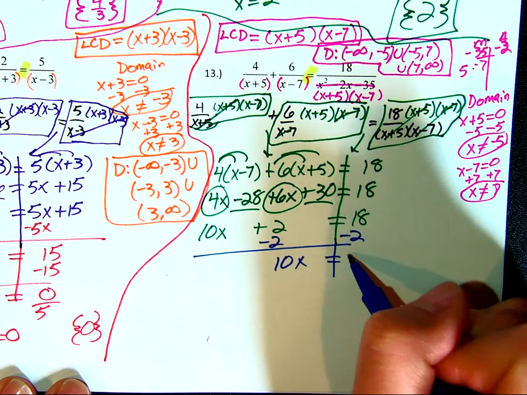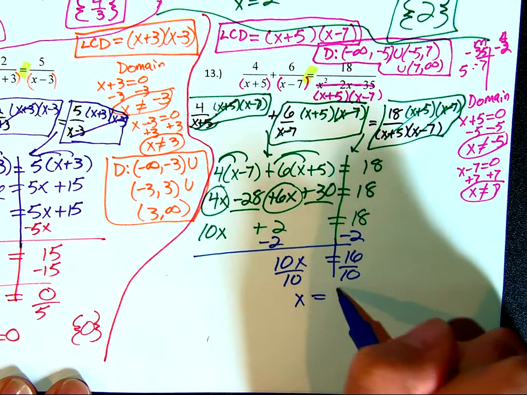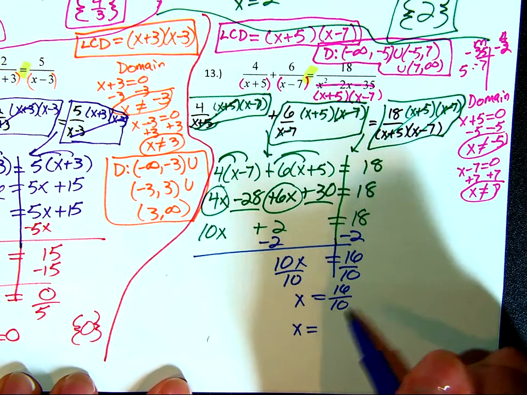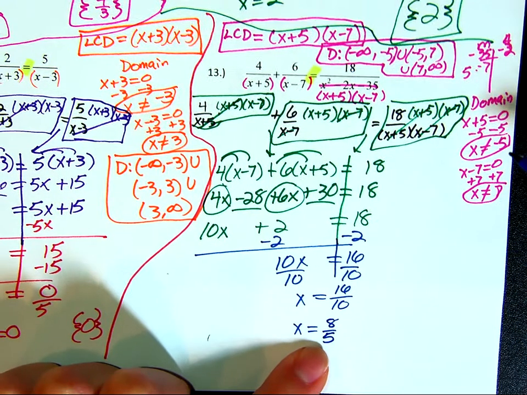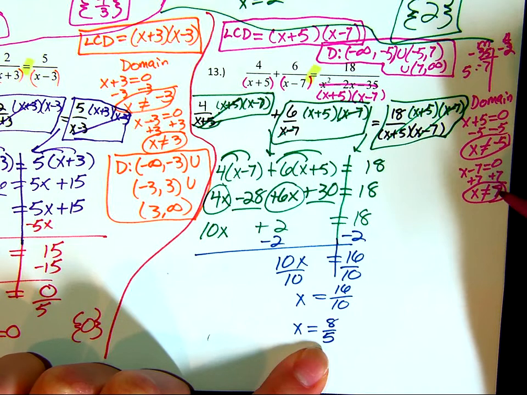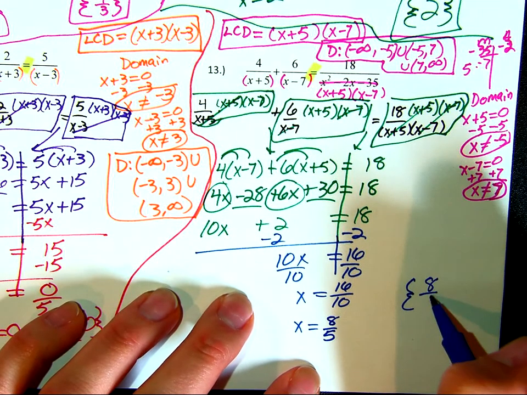Divide by 10. X equals 16 over 10, which would reduce to 8 over 5, and then we can go ahead and check, is this an acceptable answer? The answer is yes, because the only two numbers that are not acceptable here are 7 and negative 5. So 8/5 is your final answer to this problem.